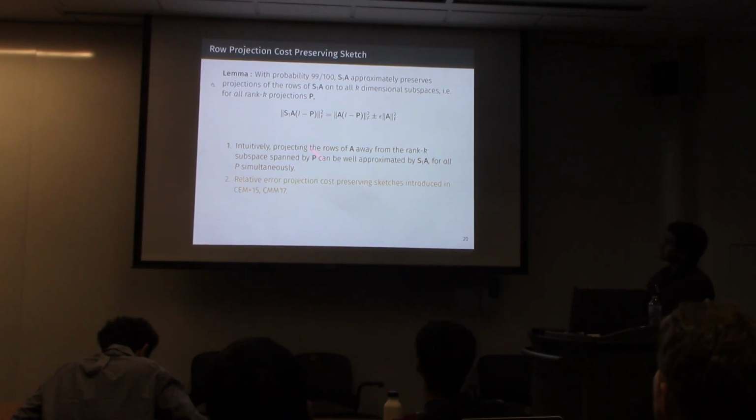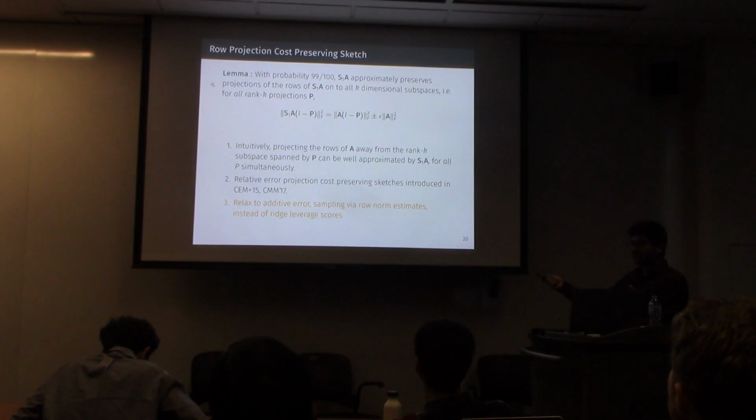So the relative error version of this projection cost preserving sketch, which we call S1A, was originally proposed in previous work. This required sampling with something called the ridge leverage scores, which are a complicated quantity and take a long time to compute. What we show is that you can get this guarantee with additive error, which is weaker. But all you need is to sample according to the row norms of the matrix, which we showed is easy to do for distance matrices.